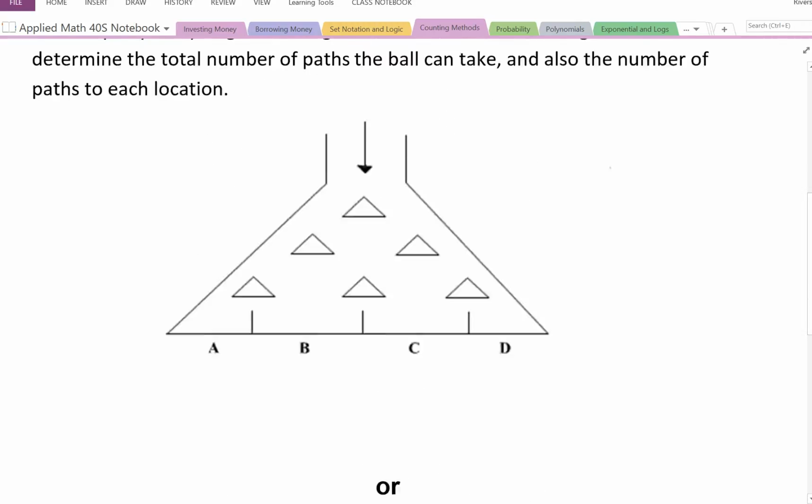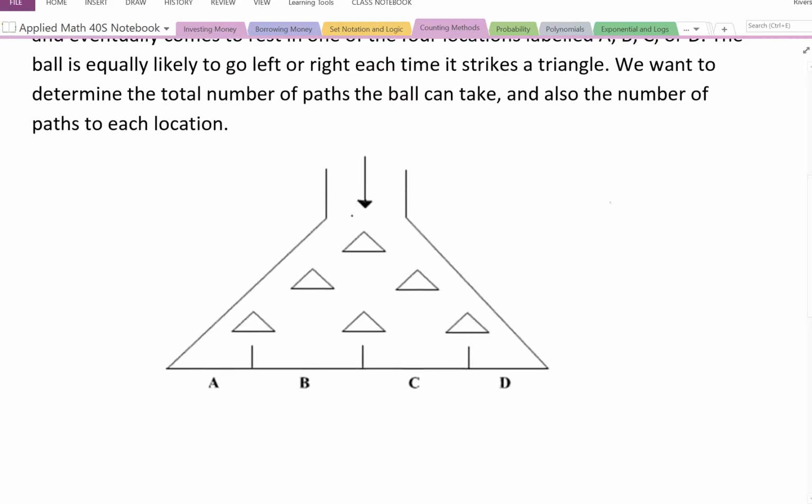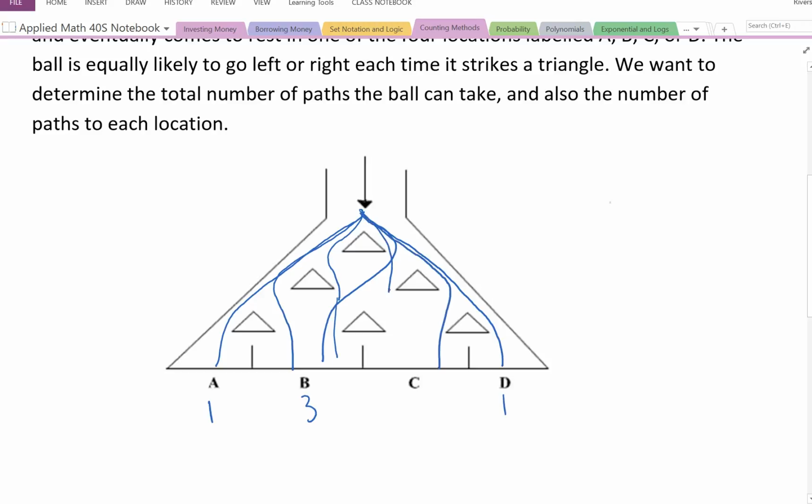So here, if I'm just following with my pen, I can go from this first position all the way down to A in one way, and I can go from this first position all the way to D in one way. Now to get to B, I can go this way, or I can go this way, or I can go this way. So there's 3 different ways, and that's going to be the same as C. So I can start here, I can go that way, or travel all the way across and hit that.